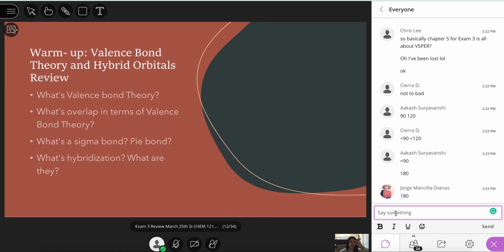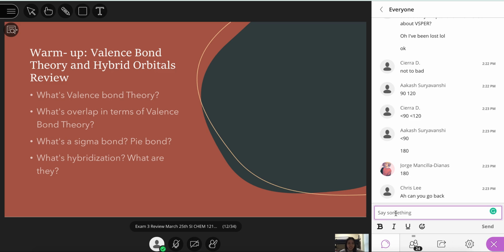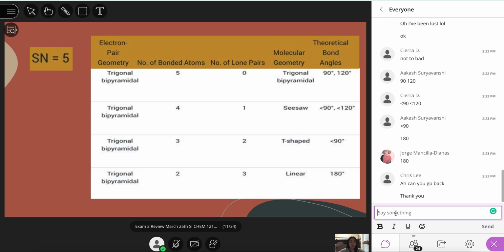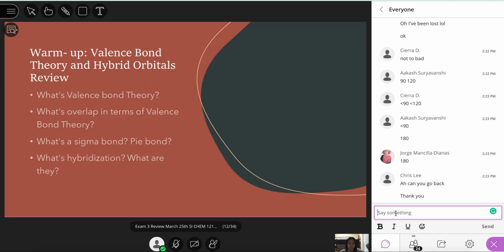So once we've done that, what's the valence bond theory? Conceptually, what is that? Put it into words. What kind of bond is used? Yep. But also valence bond theory, what is that? Does anyone know the definition? What bond is used in that? Does anyone remember?